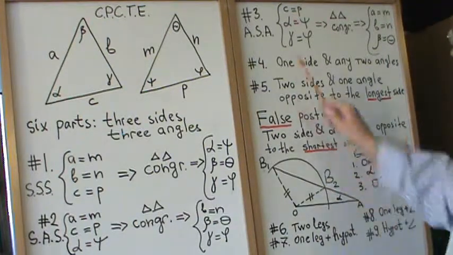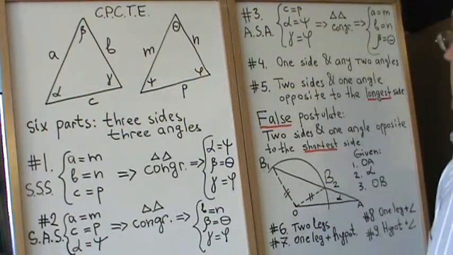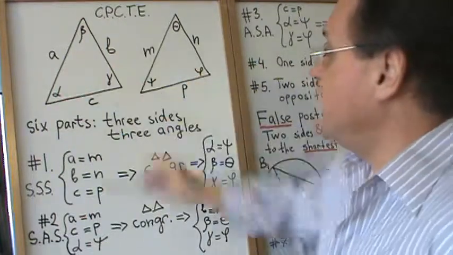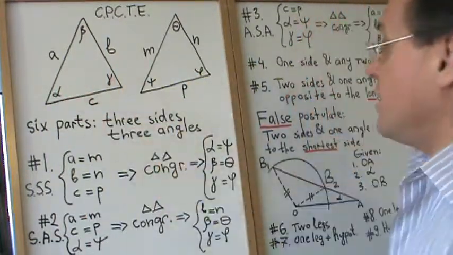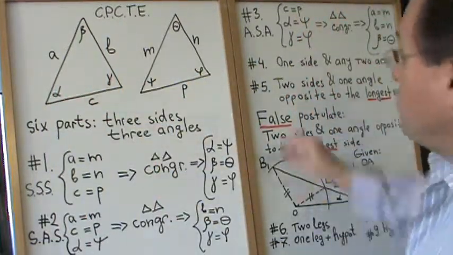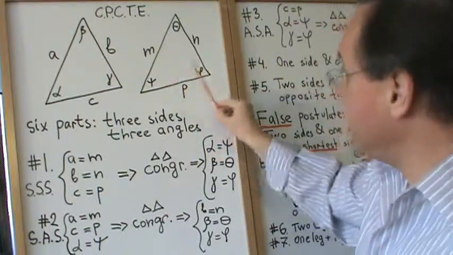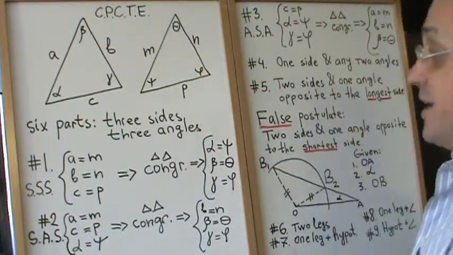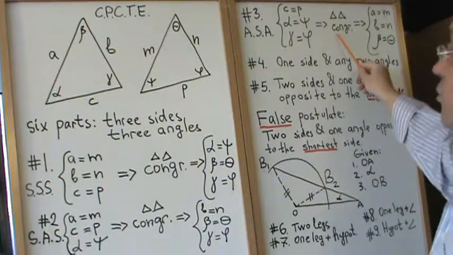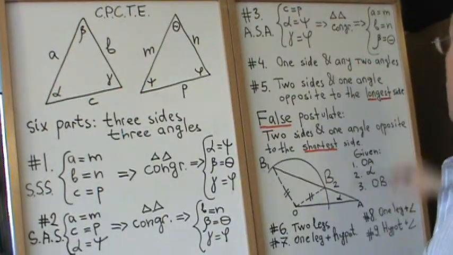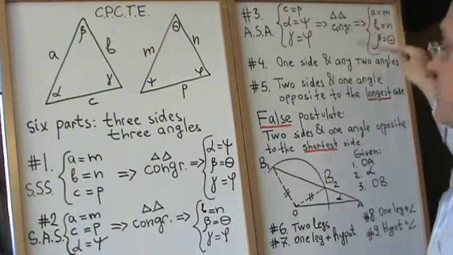Number three, ASA. If we have one side and two adjacent angles in one triangle, and one side and two adjacent angles of another triangle, and they are equal, then the triangles are congruent, and therefore all the other parts of those triangles are congruent.